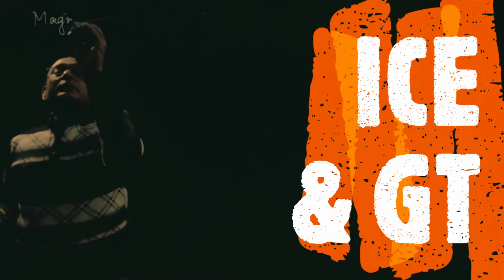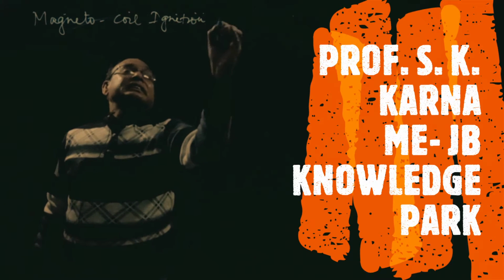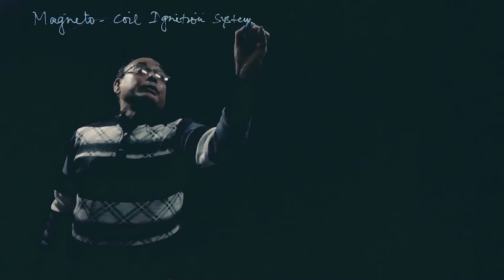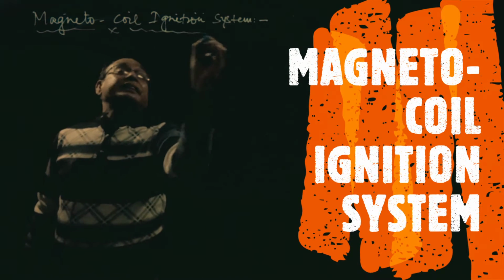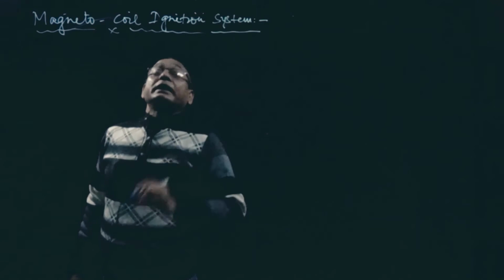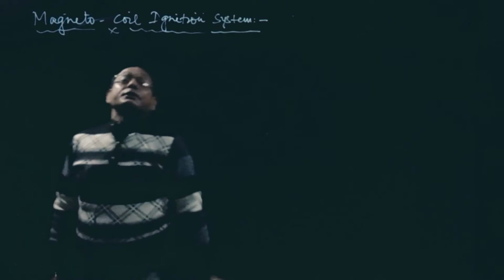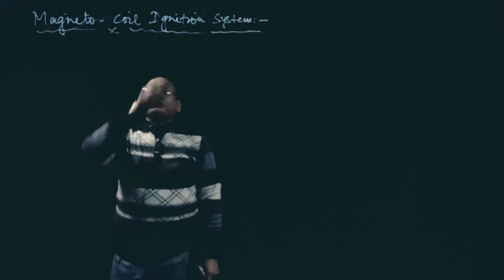Today in this session I am going to discuss magneto coil ignition system. This system is more reliable, and the problems in the battery coil ignition are over. That problem is resolved in the magneto coil ignition system. That's why we are having this magneto coil.